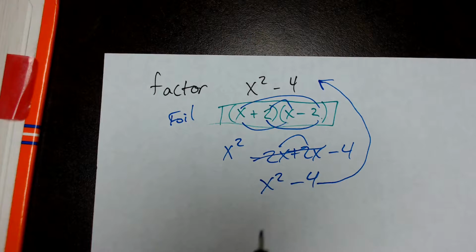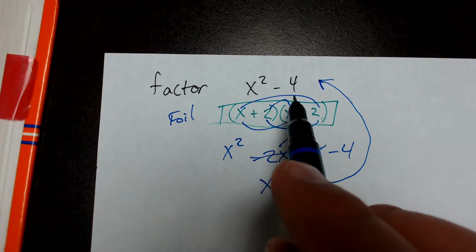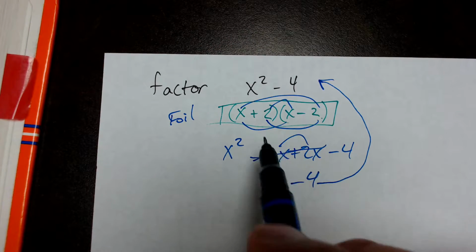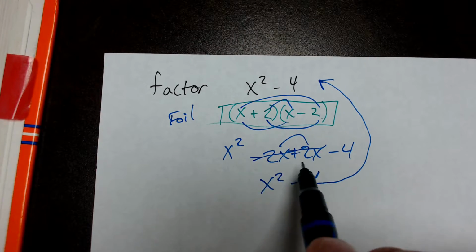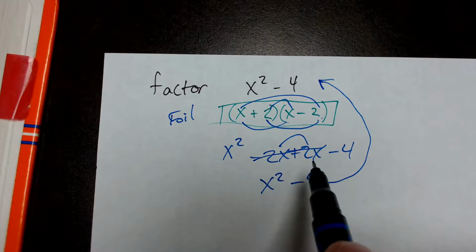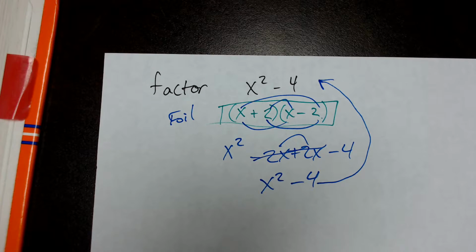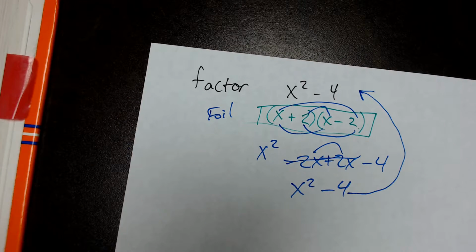So that's why difference of two squares works. If you have two perfectly squared numbers, the factorization causes the middle term to get canceled out. So let's go ahead and do a couple more difficult examples.